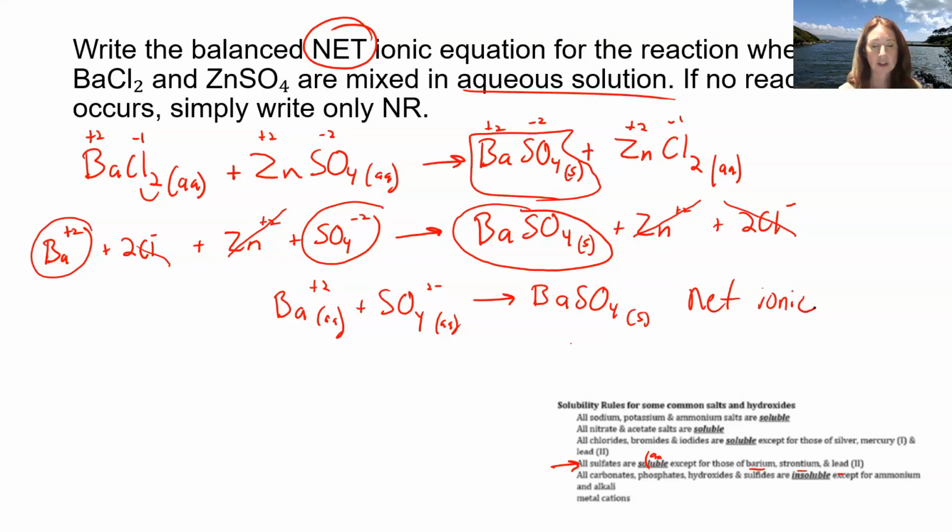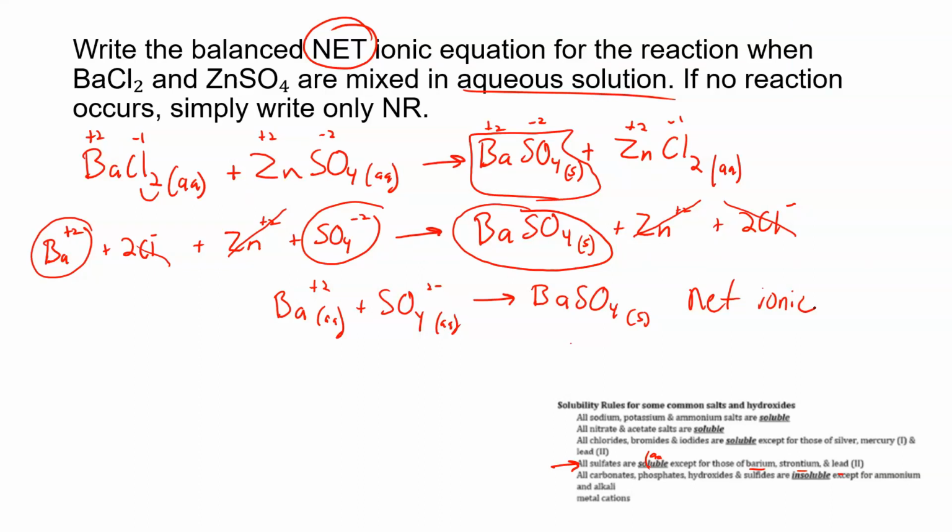So if you have a question that's asking for net ionic, it's a long process, right? Because you have to go through all of it. They just take a little bit longer than any other equations that we do. All right, any questions on this one?